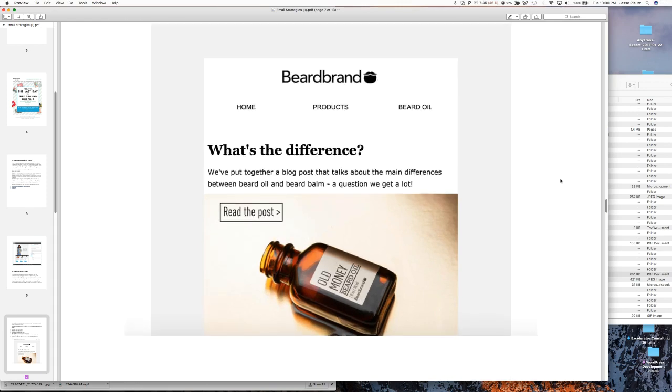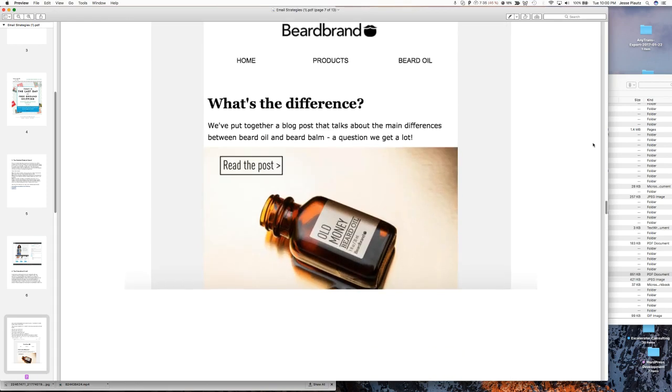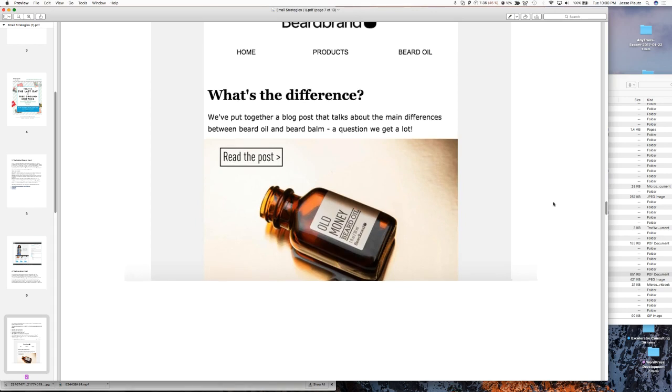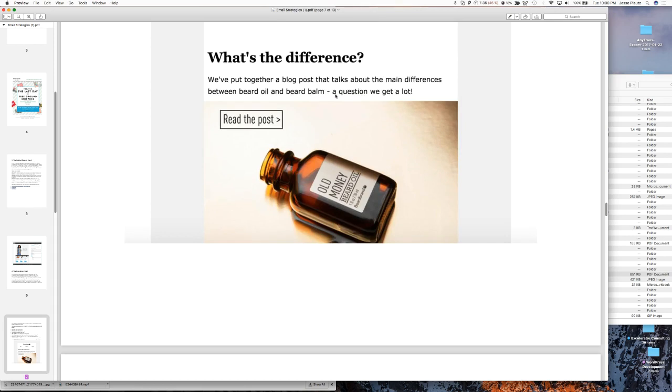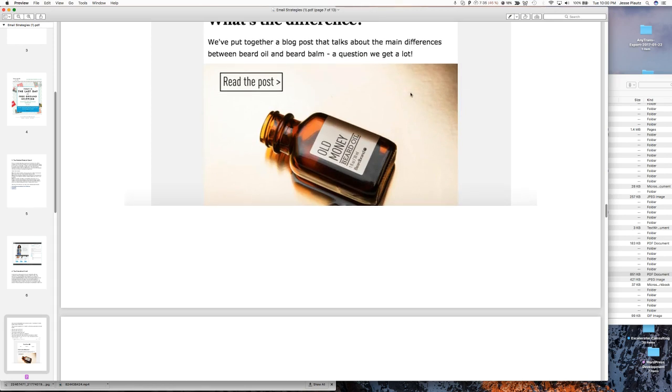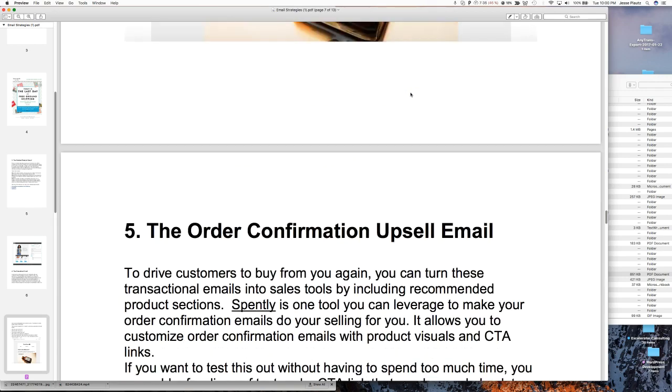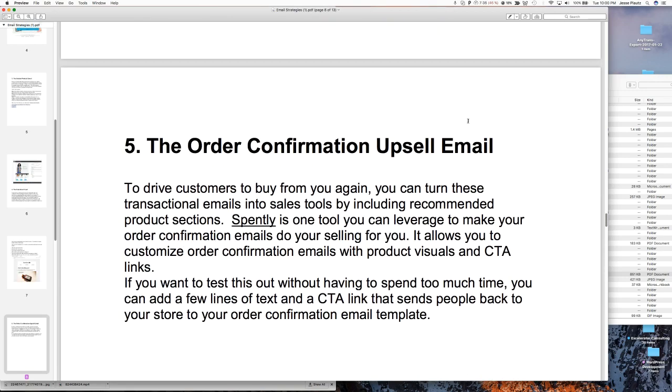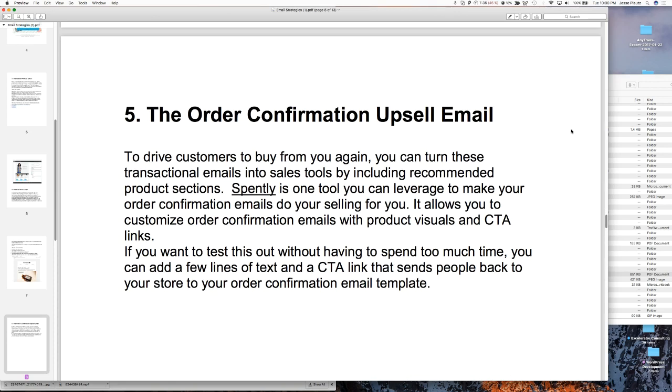All right. So this is an example of what Beard Brand puts out. What's the difference between beard oil and beard balm? This is important, a question that we get a lot, right? So they paid attention to what their customers are asking them about, and then they put together content to answer those questions, like an FAQ page, but it's a blog post, right?